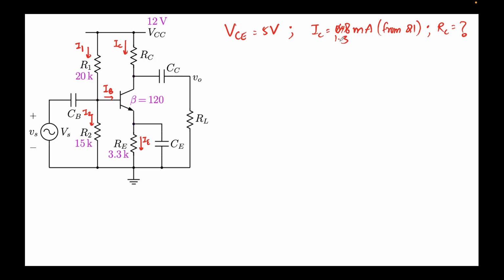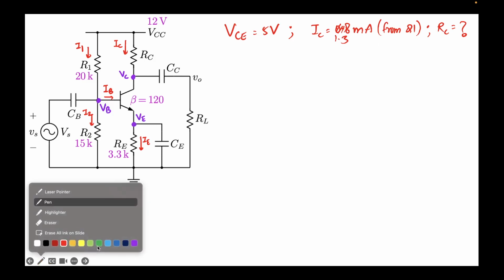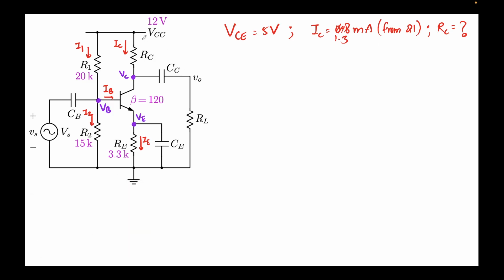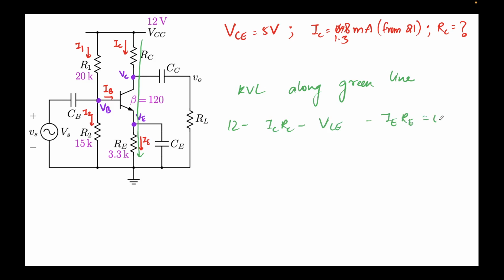So now, these are the currents and the corresponding voltages. Now how do we find RC? It's straightforward. I'll choose a different color. We'll apply KVL along the green line. So it will be 12 minus ICRC minus VCE, this drop, minus IERE equal to 0.